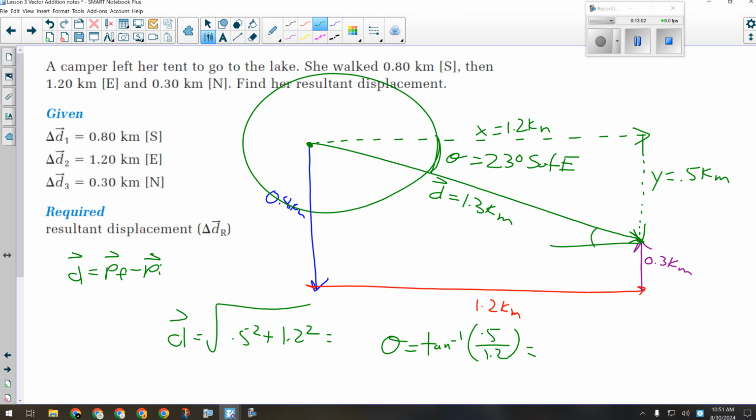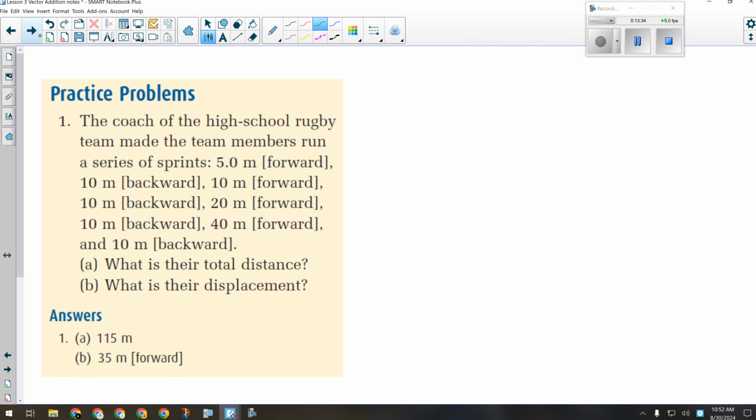So no matter how many parts there are to the trip, wherever they end up, they're going to be X amount over and Y amount down, or Y amount up, whichever way they went. But in the end, you'll always be able to have a final triangle that has a horizontal and a vertical component, which you can then use to find the information you need. Okay? All right, any questions on that? Okay.